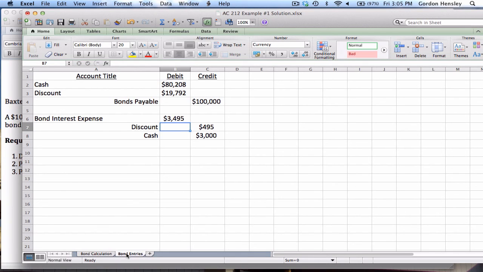And basically what will happen is I will continue for the next 20 years to make these interest payments, and each time, little by little, I will remove $495 from that discount so that eventually the discount has been fully amortized and we get rid of it. So that completes part 3, and that completes this example on bonds.